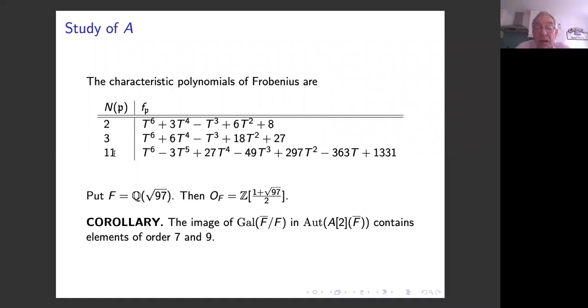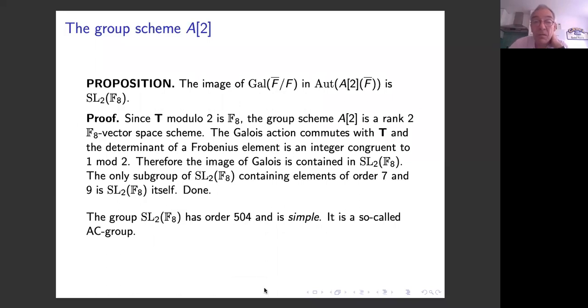So the Frobenius elements of the primes over 11 both have order 7. So we see that the image of the Galois group acting on the two-torsion points contains elements of order 7 and order 9. And now I claim that actually the image of the Galois group is SL2(F8).